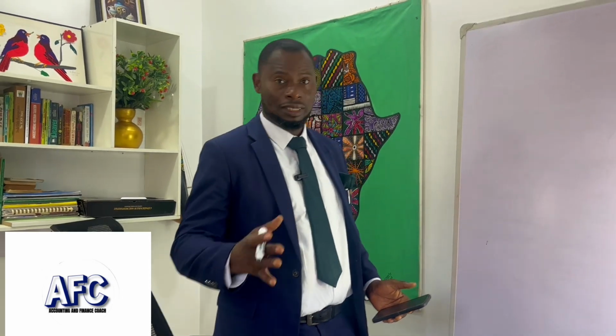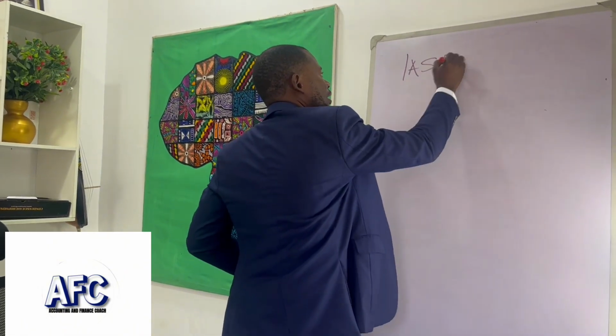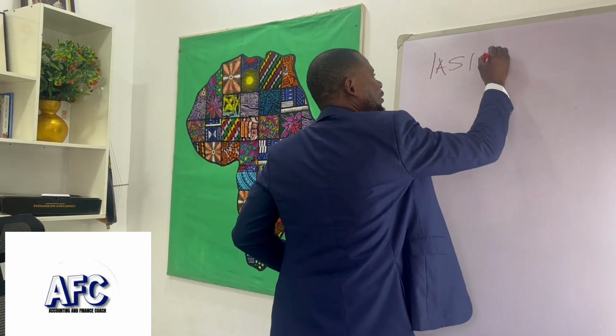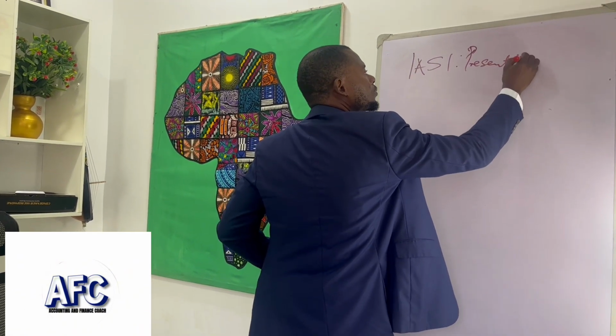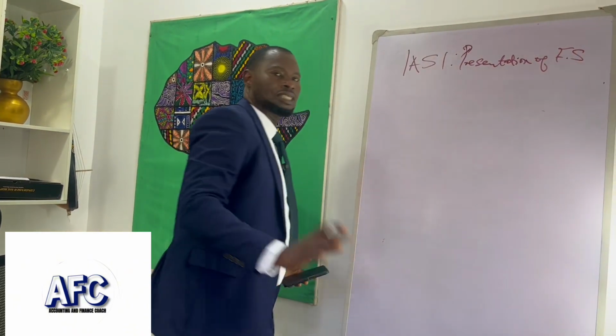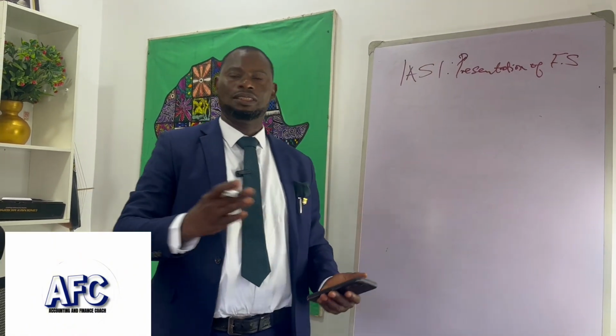International Accounting Standard 1. That is IAS 1. And what does IAS 1 say? It says presentation of financial statements. Presentation of financial statements. In case you're wondering, what are these standards?